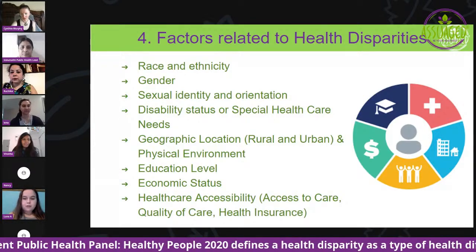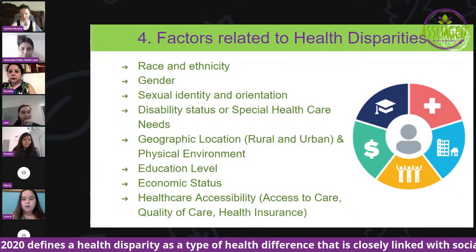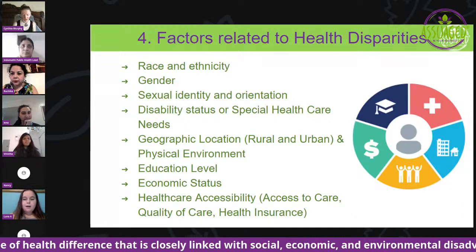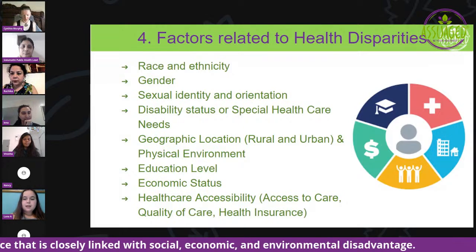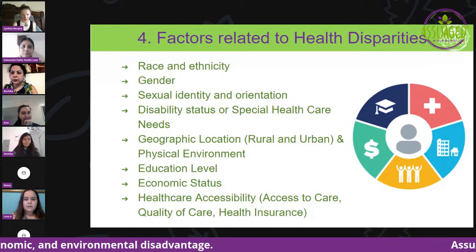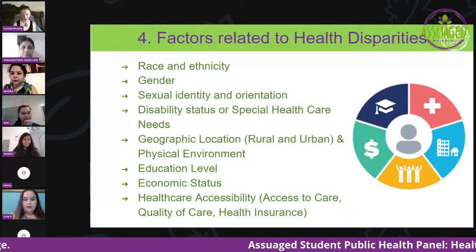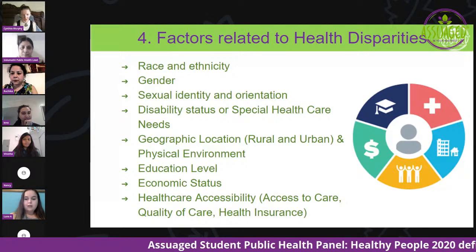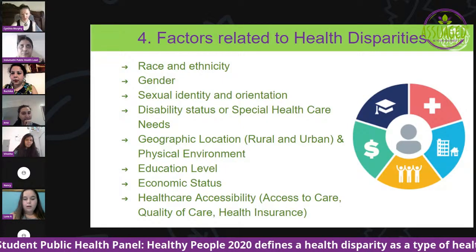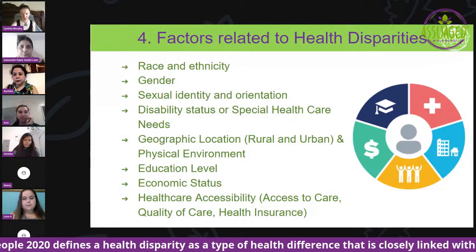Geographical location. In a rural setting, you could be really far away from a doctor, and it could take an hour to drive to a doctor, which is going to make it a lot more difficult to get that access. In urban settings, there could be things like pollution, which are going to affect your health. Educational level and economic status also play a huge role in your health. And then healthcare accessibility. That can include your access to just getting the care itself, how you are treated when you are getting that care, the quality of the care in general, as well as if you have access to health insurance.